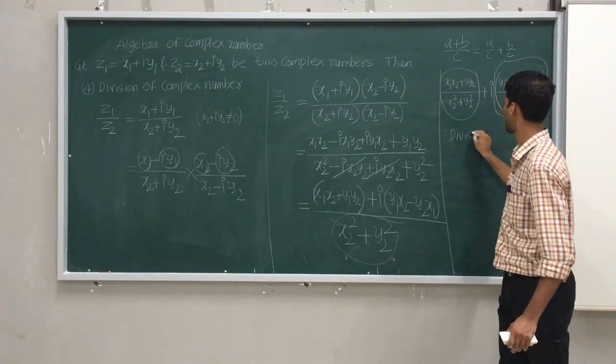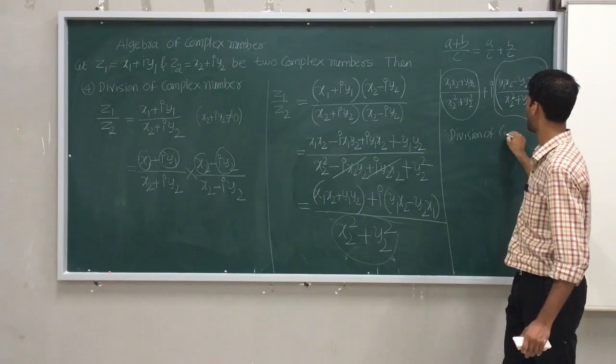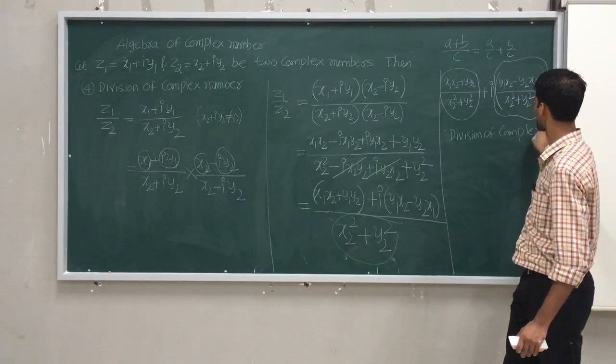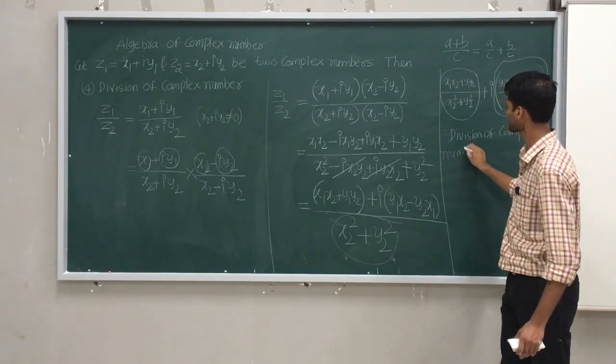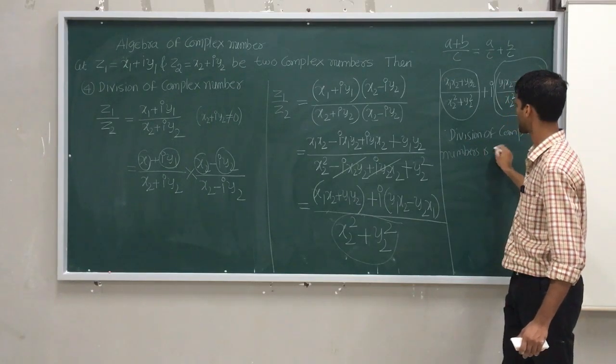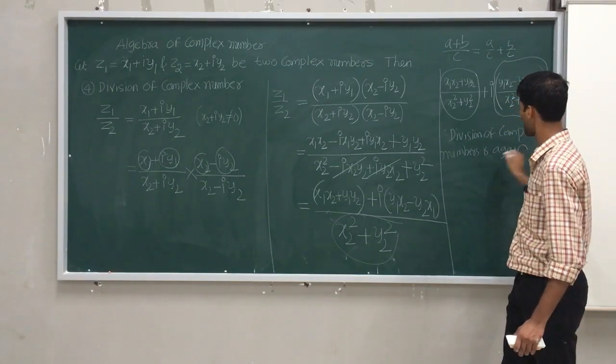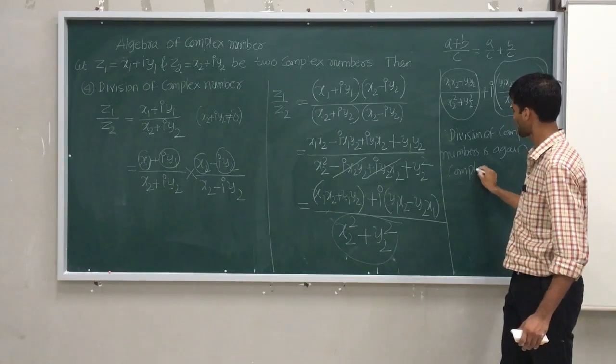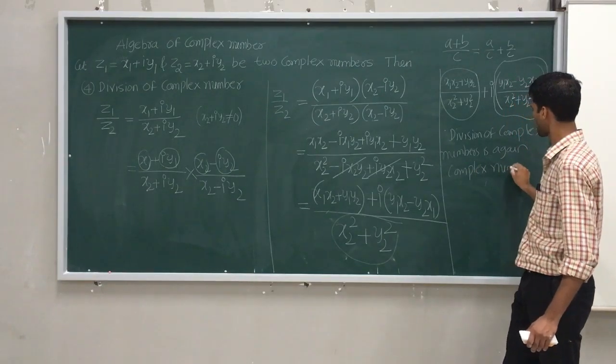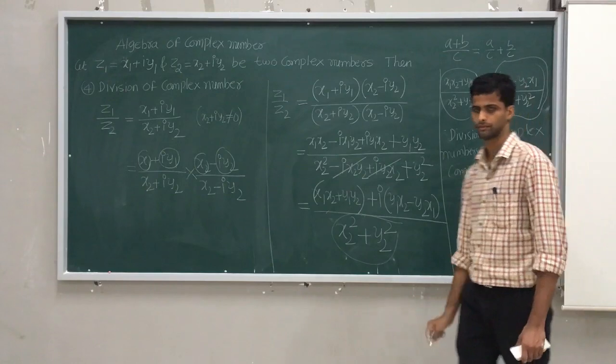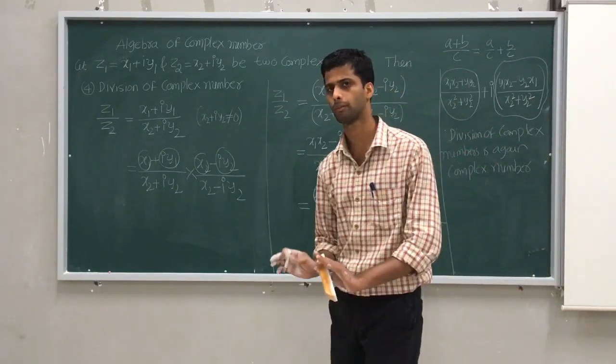Therefore, division of complex numbers is again a complex number. Okay, that's it from this video.